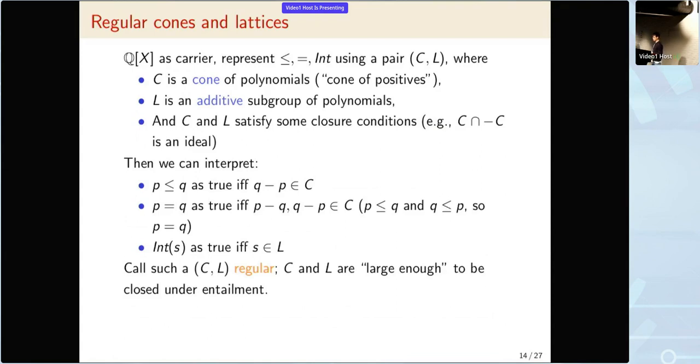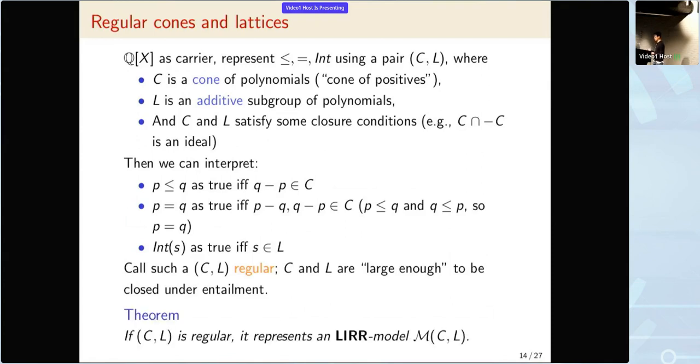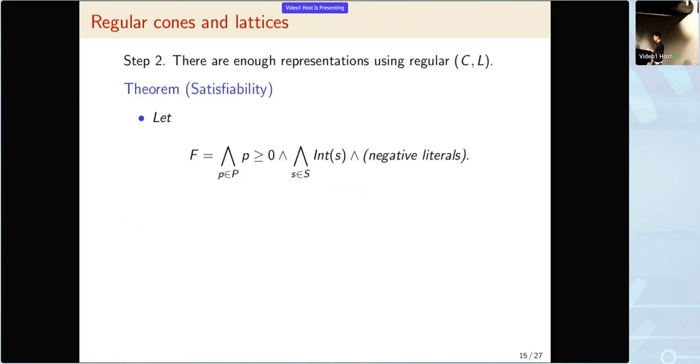We call such a (C, L) regular, and the closure conditions really just tell you that C and L are large enough to be closed under entailment. Formally, we have a theorem that says whenever (C, L) is regular, it represents an LIRR model, which we will denote by M(C, L). So now we have representable models.